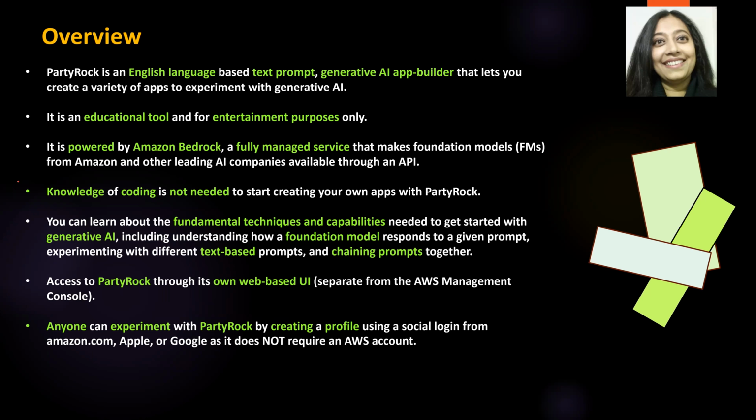So what is PartyRock? PartyRock is an English language-based text prompt generative AI app builder that lets you create a variety of apps to experiment with generative AI or Gen AI. In very simple words, it's similar to ChatGPT. Remember in ChatGPT, you give your question and it comes back with a response. Over here, again, it uses prompt engineering, so you can give a couple of sentences that, hey, I need to do this. And behind the scenes, it will create or generate an app for you.